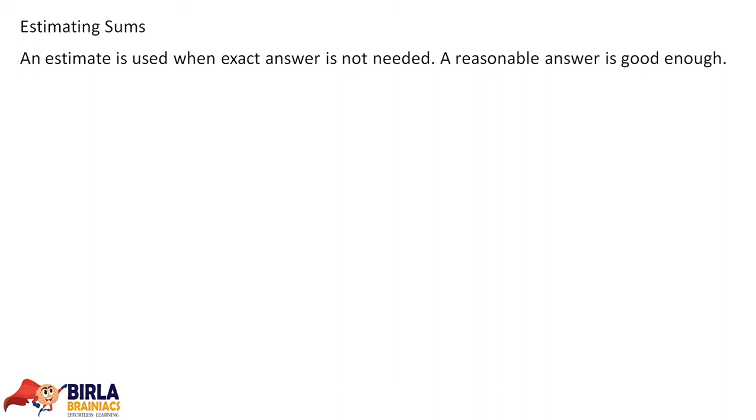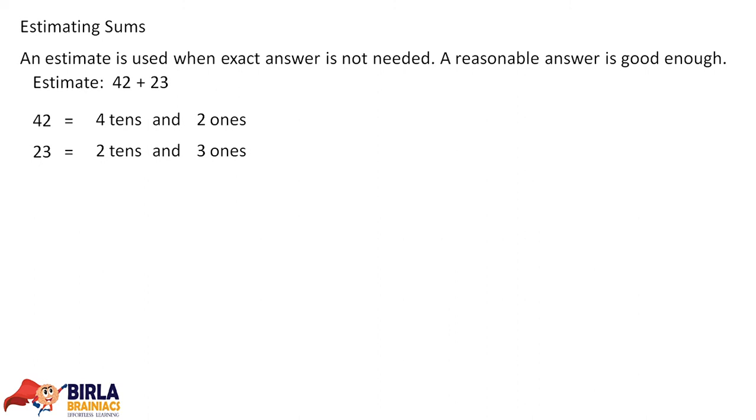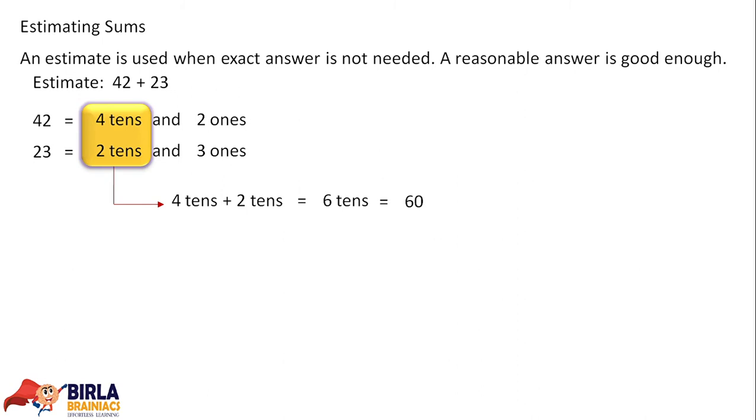Okay. Now, here we are going to estimate the sum of two numbers. Let us estimate the sum of 42 and 23. 42 plus 23, what is the estimate? Let us calculate. So let us take 42 first. 42 is nothing but 4 tens and 2 ones. Similarly, 23 is nothing but 2 tens and 3 ones. First, let us add these tens. 4 tens and 2 tens, if you add, you will get 6 tens, or this is nothing but 60. Okay, so we can say 42 plus 23 is about 60.